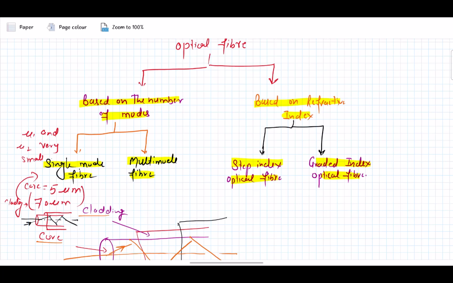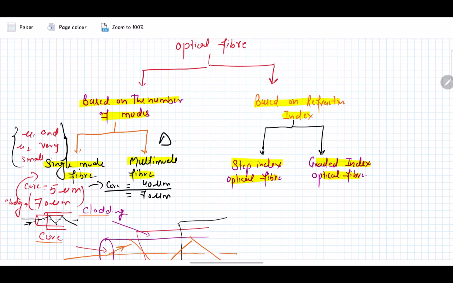In case of multi-mode optical fiber, many modes of light can travel through the optical fiber, and the core diameter is approximately 40 micron, and the cladding is again 70 micron. Due to its high core diameter compared to the single mode optical fiber, this type of optical fiber allows multiple rays of light to travel through it, and the relative refractive index difference is also greater. So it means this mu2 is also greater.